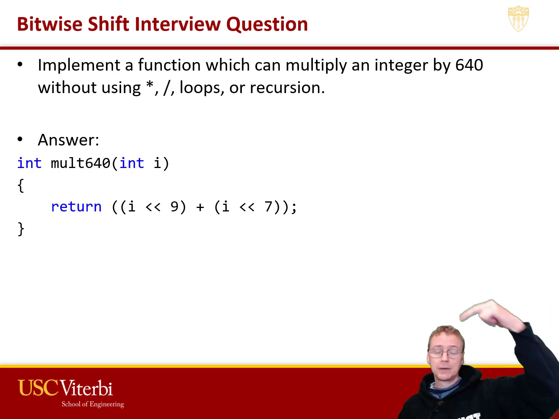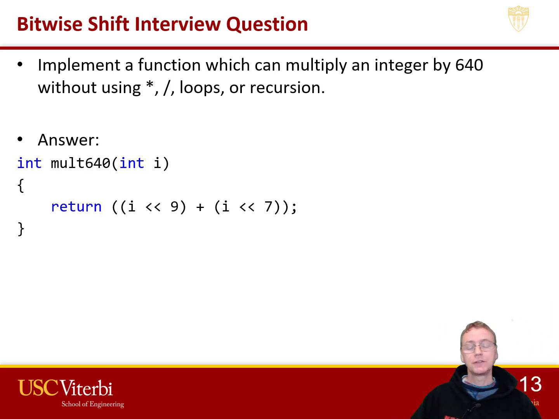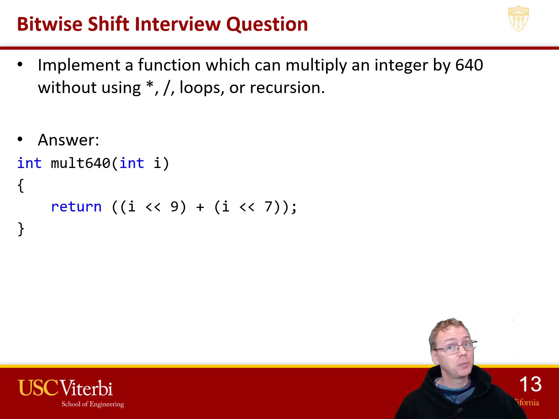So thinking back to what we said before, shifting to the left is to multiply by a power of 2. So if this was, how do I multiply by 512? I could do that. 512 is a power of 2. So I could just shift to the left by 9 bits, and that is multiplying by 512. But that isn't 640, and 640 isn't a power of 2.